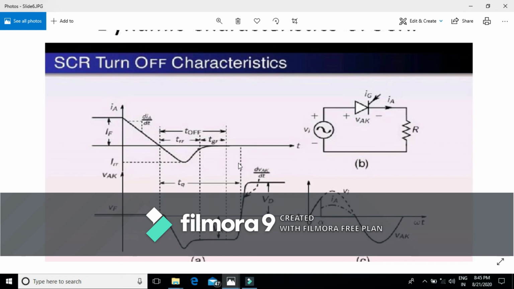this may result in commutation failure. Thyristors with slow turn off time, that is between 50 to 100 microseconds, are called converter grade SCRs, and thyristors with fast turn off time, that is between 3 to 50 microseconds, are called inverter grade SCRs. Or we can say thyristors with lesser turn off time are called inverter grade SCRs, and thyristors with more turn off time are called converter grade SCRs.